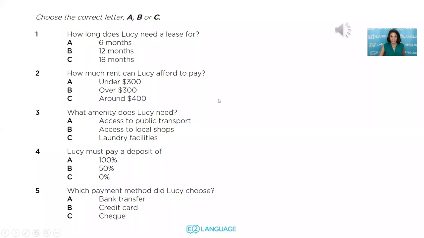Okay, let's have a look. So all your answers have come through. Let's check them. So we've got B, A, B, A, and B. All right, let's check the feedback.